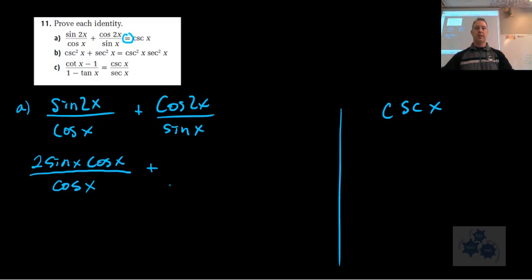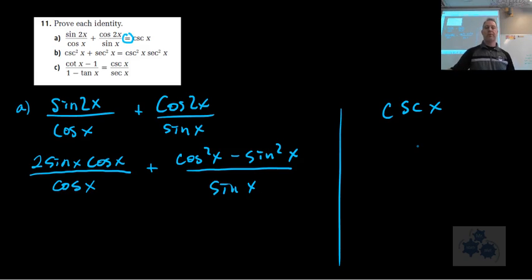Cos squared x, sorry, I said times, but it's minus sine squared x, over sine x. All right, so I don't know if we're getting anywhere quite yet, but of course we could do what we had suggested earlier. So those coses can go.